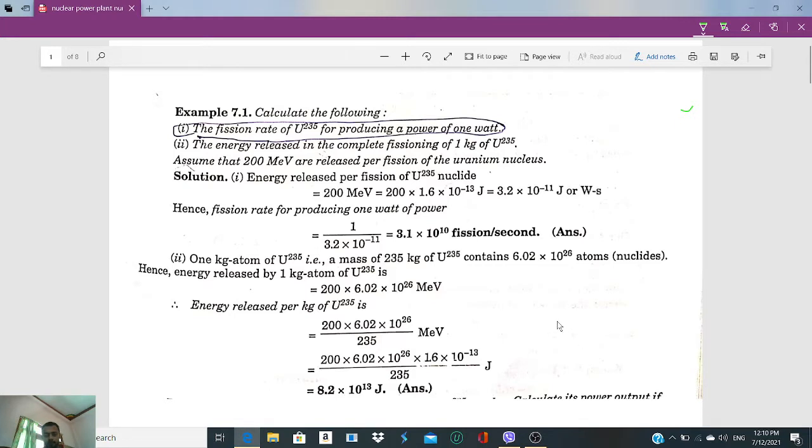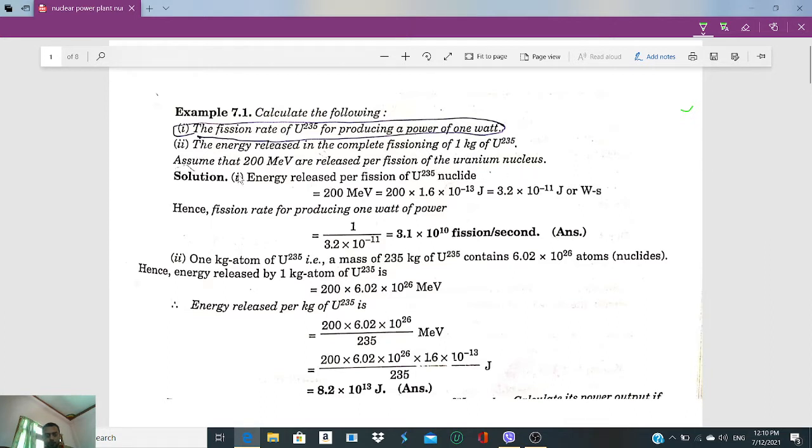Today in these lectures we'll discuss some numericals related to nuclear power plant. So let's start. Here we have the first numerical, example 7.1. Calculate the following. First, we have to calculate the fission rate of uranium 235 for producing a power of 1 watt. And the second one is the energy released in the complete fission of 1 kg of uranium 235. And here we have to assume 200 MeV are released per fission of the uranium nucleus.